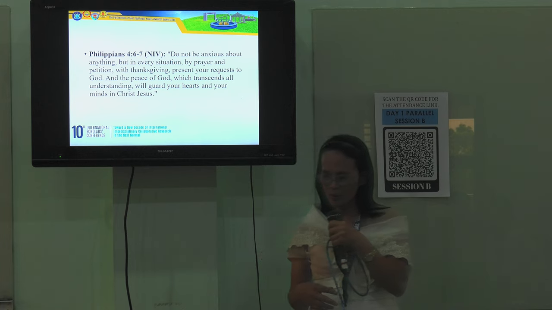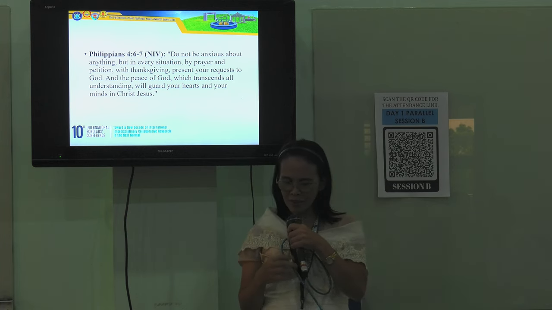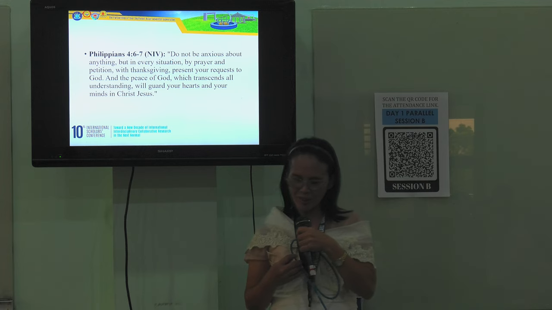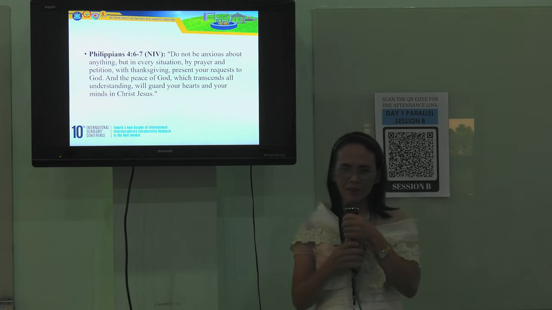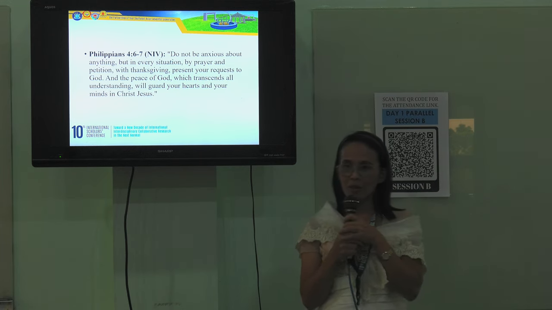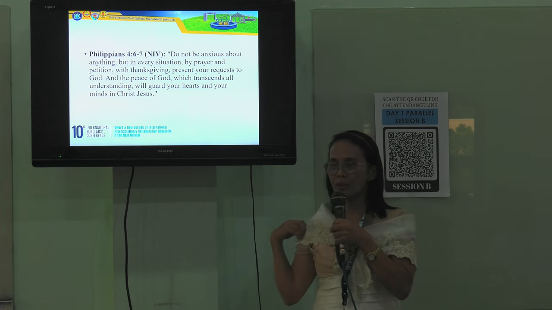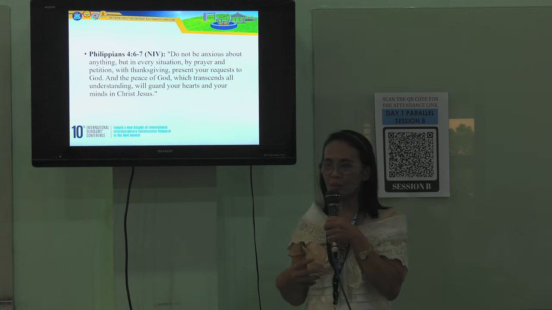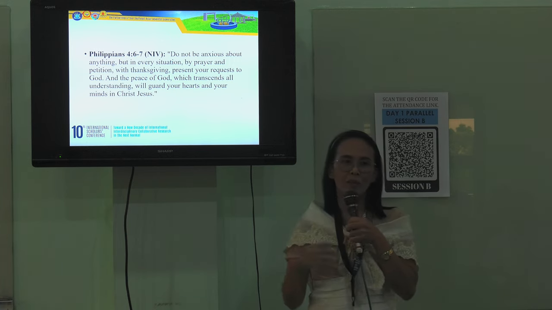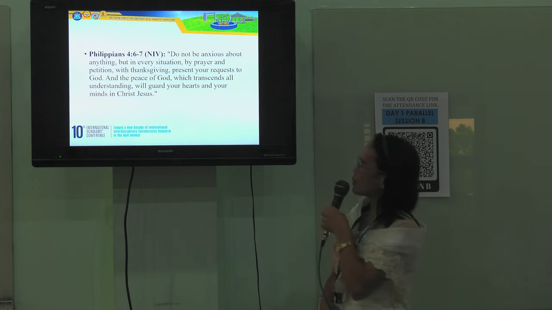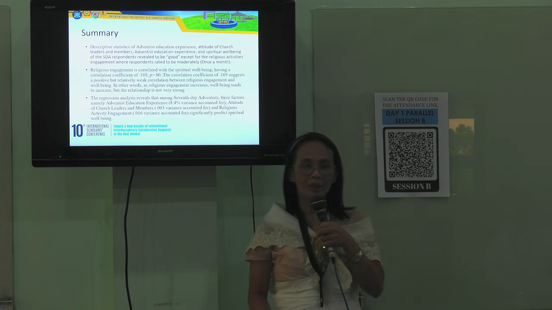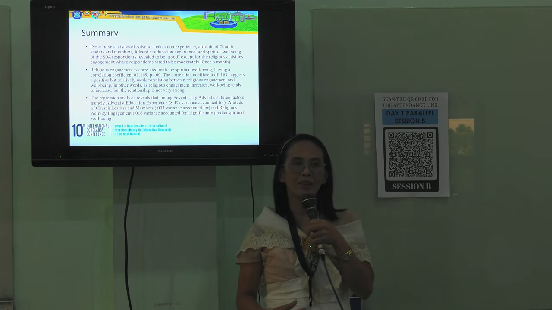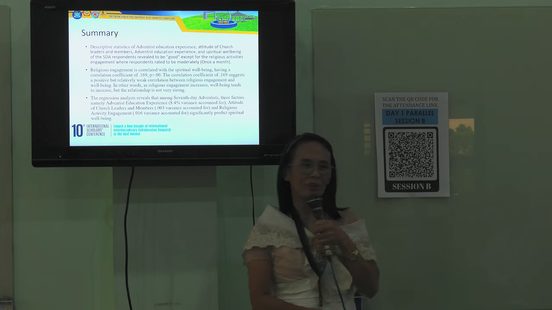In Philippians 4:6-7, do not be anxious about anything, but in every situation, by prayer and petition, with thanksgiving, present your requests to God, and the peace of God, which transcends all understanding, will guard your hearts and minds in Christ Jesus. So I think we have our role, being church members, to our brethren. It's not only the church leaders, but also the church members who can work together to have a harmonious relationship. So it's something to do with relationship, the engagement, the Adventist education experience, and also the attitude.